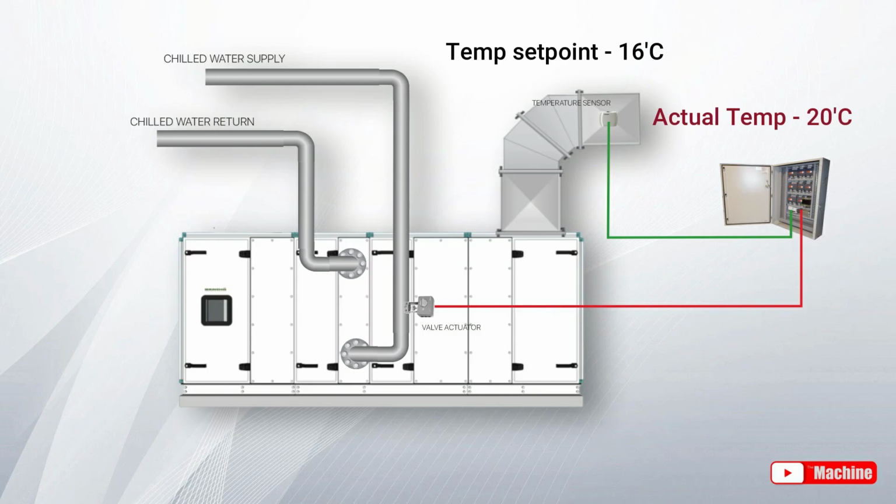Temperature sensor will send an electrical signal corresponding to the temperature that was 20 degrees centigrade to the controller. Then controller will evaluate the actual temperature reading based on temperature set point. So the controller will send an analog output signal to open the valve actuator in a particular percentage to let the chilled water go into the system until it reaches the desired set point that was 16 degrees centigrade.